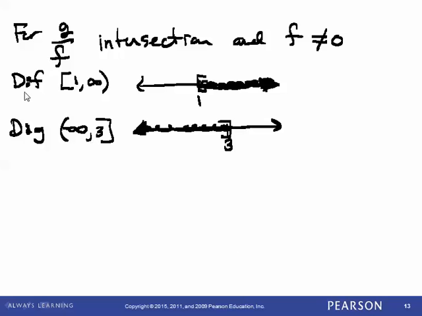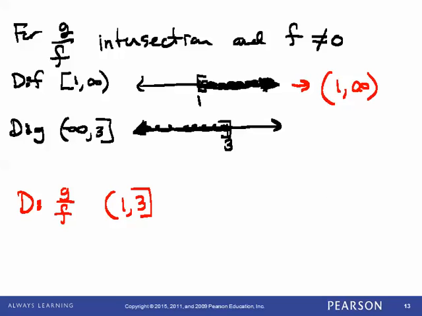The only change is, since f is on the bottom, we can't include the 1. We're not including when it equals 0, so this changes from parentheses 1 to infinity, because we're excluding the endpoint this time. Think about the intersection of this stuff, but now don't include the 1. So in this case, the domain of g over f would be 1 to 3, including just the 3.